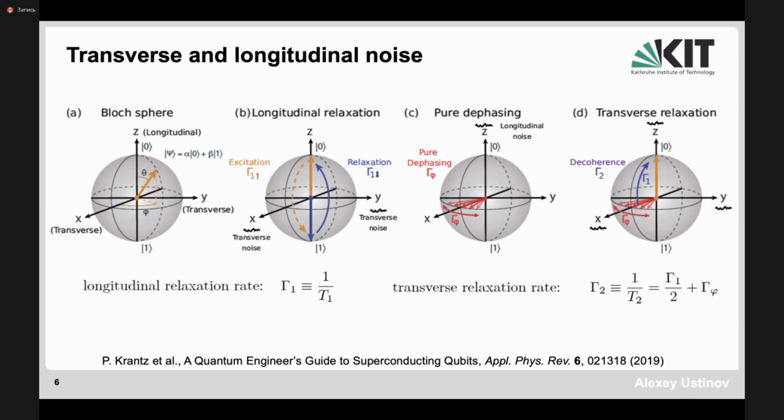Now, once we talk about the time T1, it corresponds to the process which is called longitudinal relaxation. Longitudinal means along the z-axis. And this relaxation basically leads to losing, not the magnitude, but the value of the projection on the vertical axis.